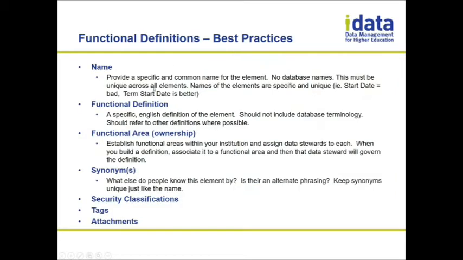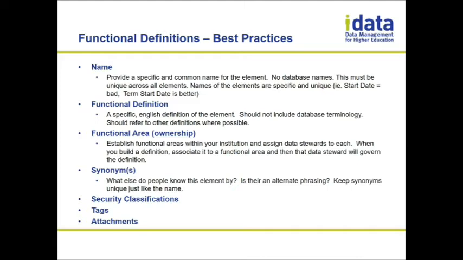So some of the best practices around functional definition is to provide a specific and common name for the development. Don't put your database name in there, underscore, camel case, whatever. It must be unique across all data elements, so you can't have 2 things named the same thing. It doesn't work in a Merriam-Webster dictionary. It shouldn't work in this one. The names of the elements are specific and unique. So, if you have something called start date, that's not a good thing, but term start date is better, right? So what is it? It's got to be as specific as possible.